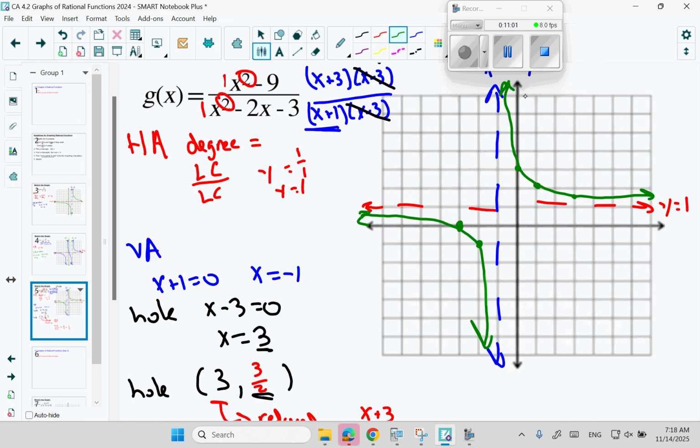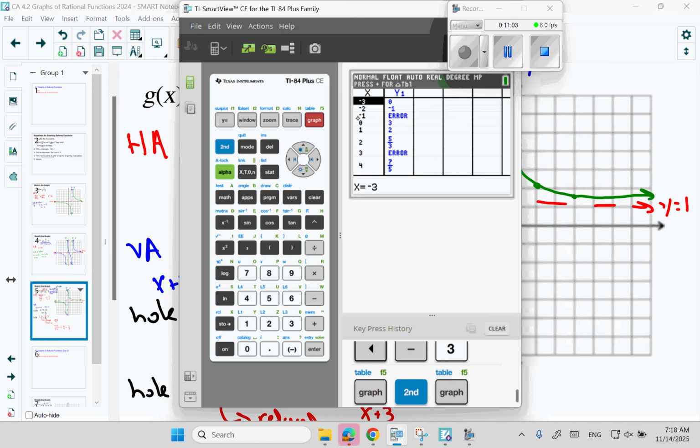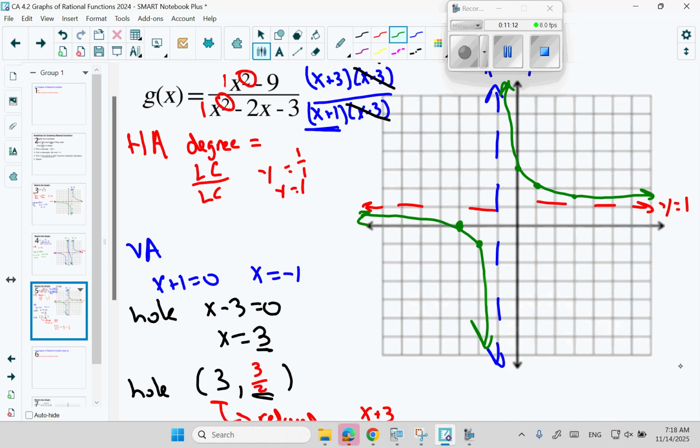Now, if I look at my table value, negative 1 is an error, which makes sense. That's a vertical asymptote. I shouldn't get a value there. But also, 3 is an error, which should also make sense because, again, if I plugged in 3 to my original, I get 0 in the denominator. So what we need to do at this coordinate is actually leave it as an open circle. You could label that as your hole, but if you leave it as an open circle, I'll be able to tell.